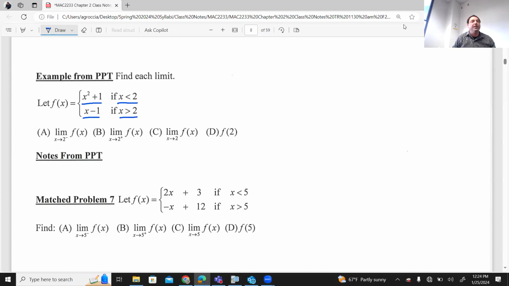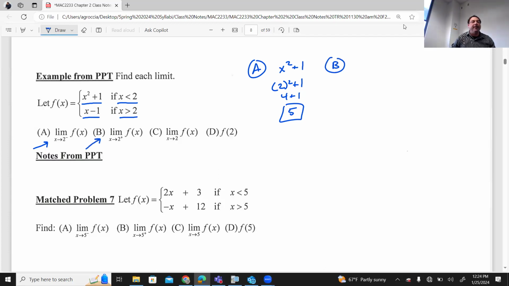Are we okay? Now, this one says coming from the left. So what happens when you take 2 and coming from the left? Since we're coming from the left, will we use, and I'll put it over here, A, will we use less than 2 or more than 2? The less than 2. So this will be x squared plus 1. We're plugging in 2. That's 4 plus 1. You'd get 5.